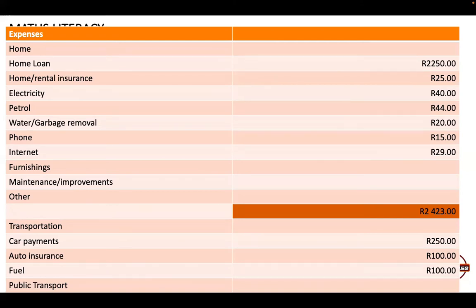This is obviously for a person who's funding a home as well. So we can see home loan, home rental, electricity, petrol, phone, internet, furnishings, maintenance, and other transportation, car payments, auto insurance, fuel, and public transport as well. And you would tally these up to get your totals for the budgets. Questions?